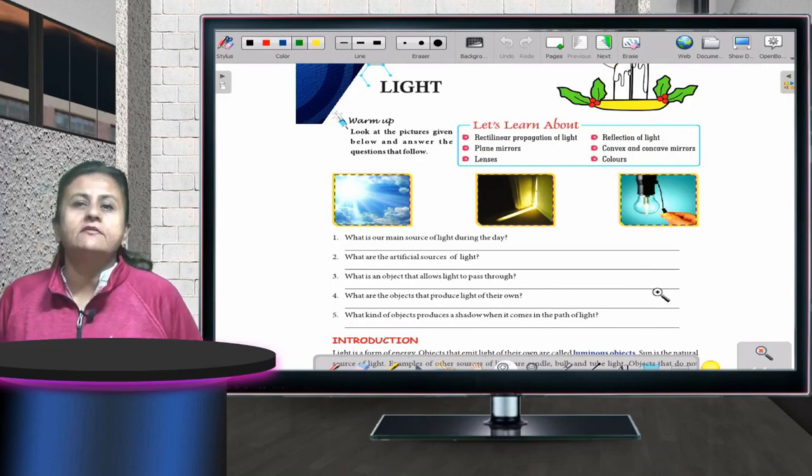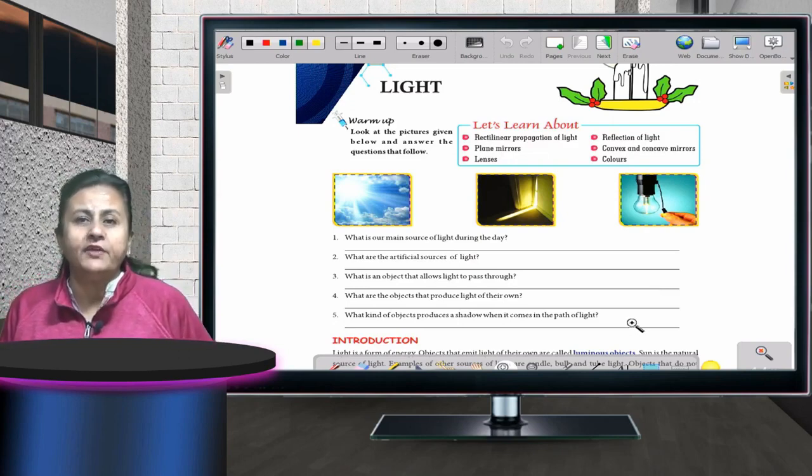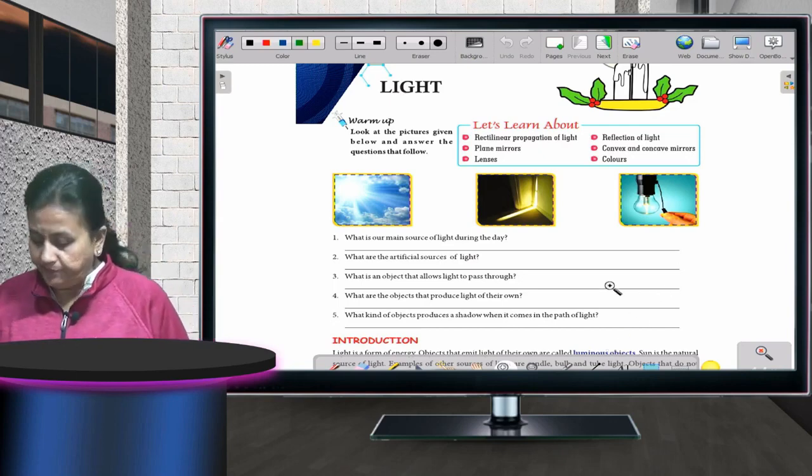So children, what is light? First of all, light is a form of energy. It is a form of energy which makes anything visible. In case there is no light right now, you won't be able to see me. It is just due to the light that you can see me. Fine children, so let's start the topic.